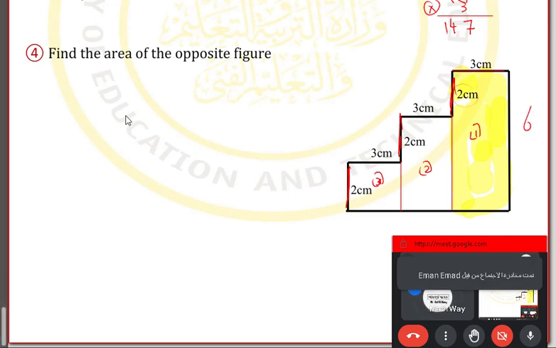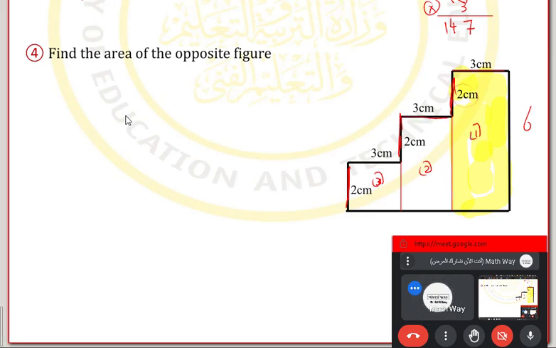Now we need the dimensions of shape number 2. Its length is 3. Its width we don't know till now. We have the vertical lines 2 and 2, so we can say that it is 4. Okay, so we can say that this is 6 and this is 4.